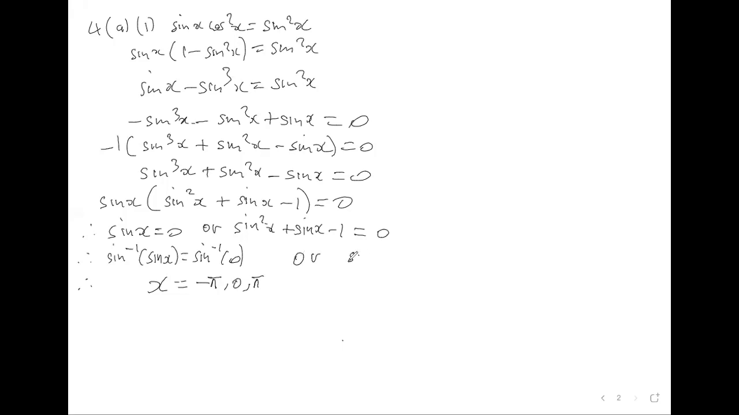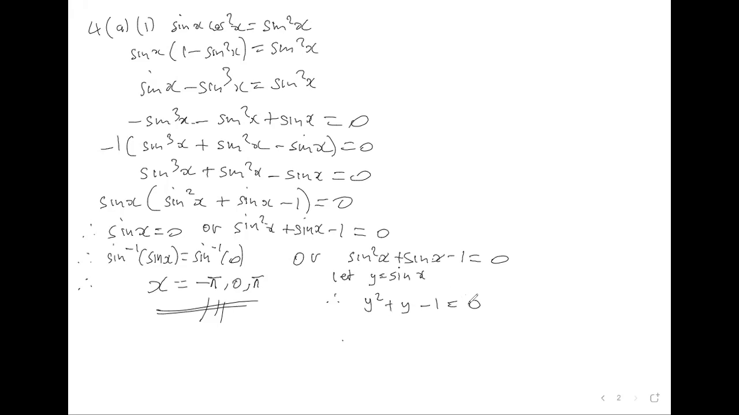Or from the other equation, we have this minus 1 equals 0. So already we can get some values here that allows us to score some marks. So let us now solve the other equation, this part. This part we can simplify by letting y be equal to sin x, then we have y squared plus y minus 1 equals 0.